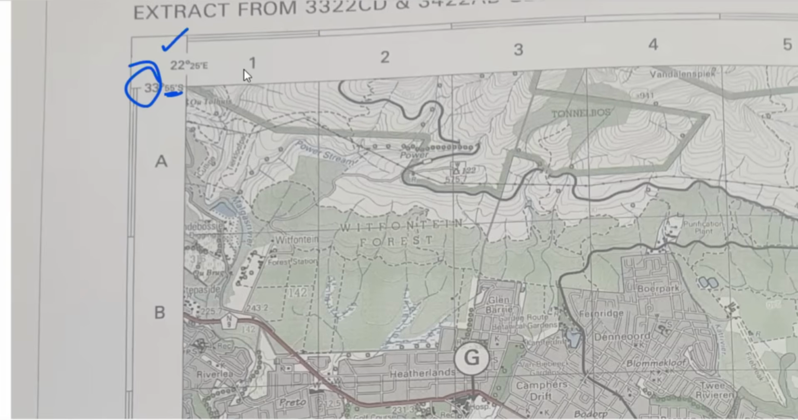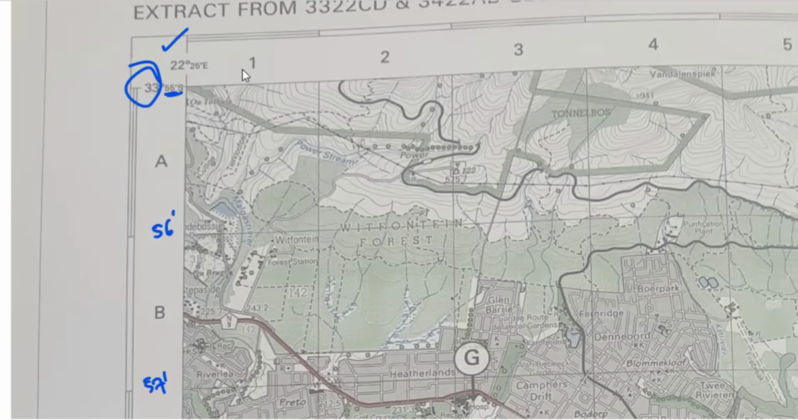It means this is 55 minutes south latitude. The next line here is going to be 56. The next one is going to be 57 minutes. Going to the south, our values increase. That is why we are labeling them south of latitude.